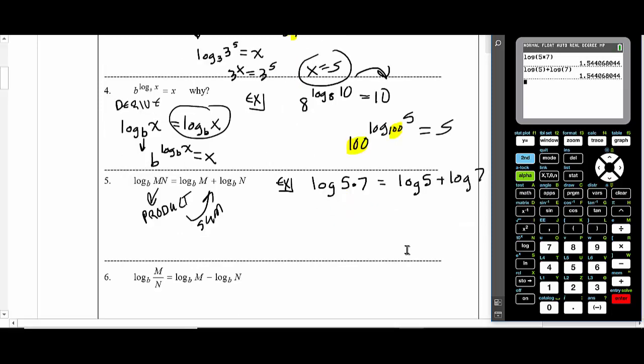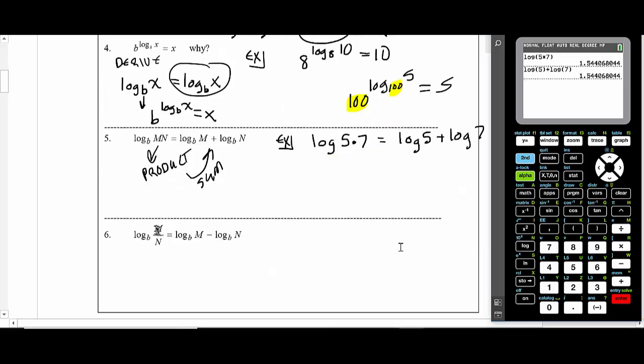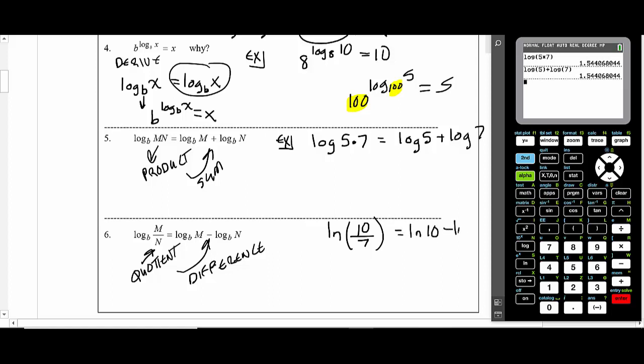That's what that says. And then the next one is a quotient. If you have a quotient, you're just dividing, you can change that into a difference of the two logs. Again, I'll just do a demonstration. This time I'll do ln. So let's say you had ln of 10 over 7. That would be the same as the ln of 10 minus the ln of 7. So it works exactly the same way.